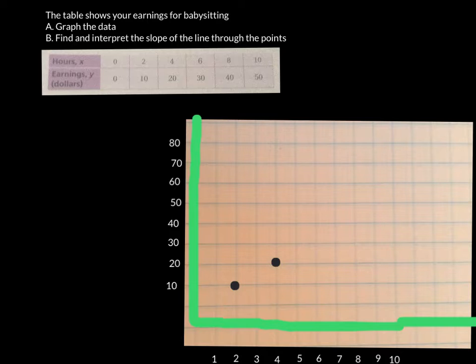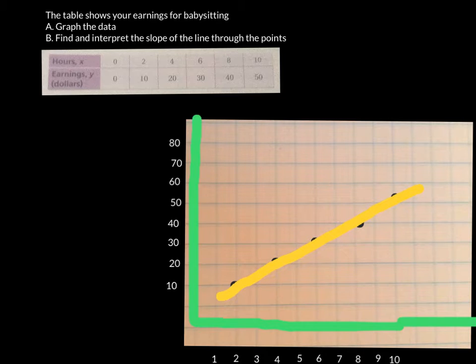4, 20, 6, 30, 8, 40, and 10, 50. Okay, so we have our line now. Right there. Okay. And it wants us to find and interpret the slope of the line through the points.